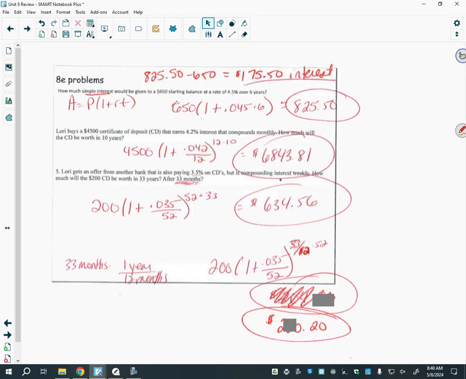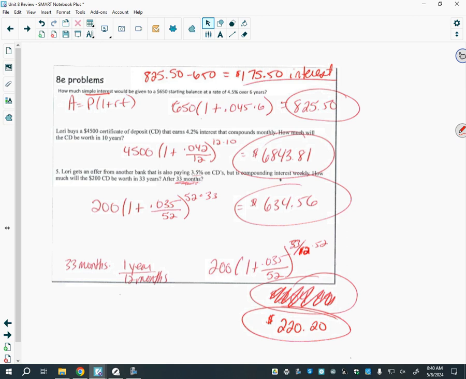And so one, making sure you write those formulas down. If you don't know what the letters represent, make sure you write those down. And just making sure you pay attention if it says simple or it says compound. So simple interest, remember, is A equals P times 1 plus RT. There's no exponent. It's linear.